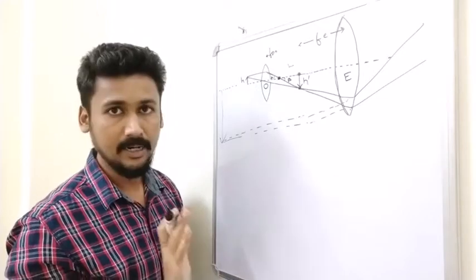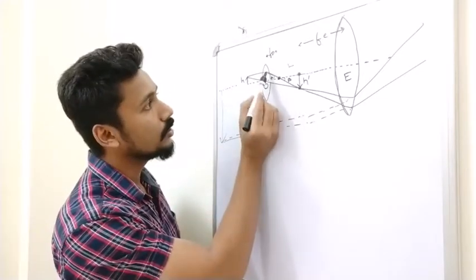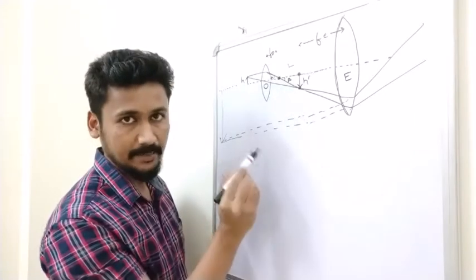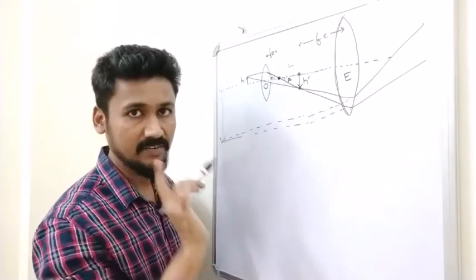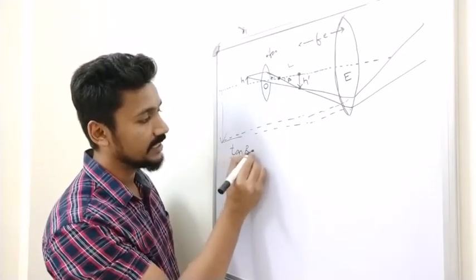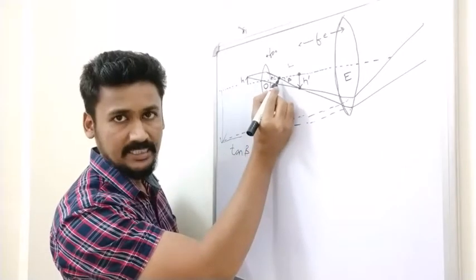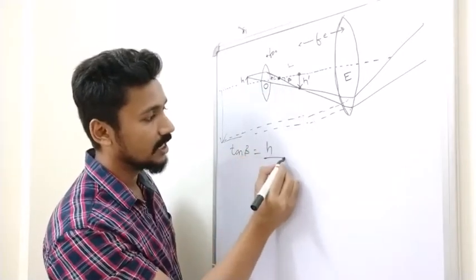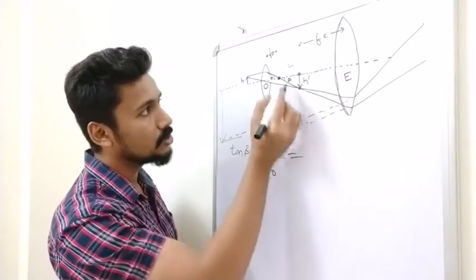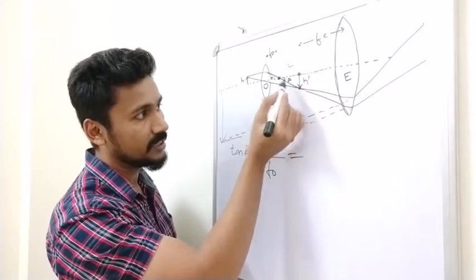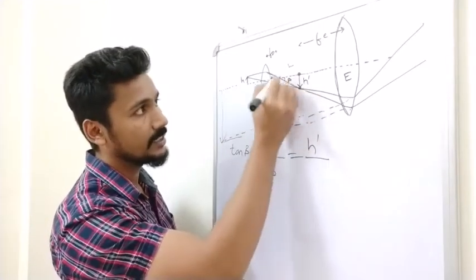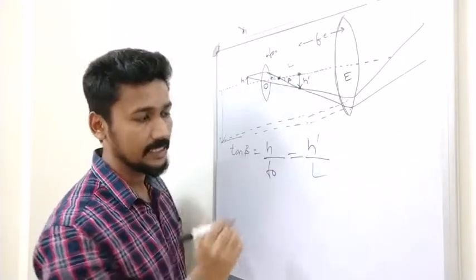With that in mind, now let us do our derivation. Now this object is subtending an angle of beta. This is the angle that is subtended, right? This is where we will start our derivation. What do we see? We see that tan of beta equals opposite by adjacent. Opposite here is h, and adjacent is FO, the focal length of the objective, which will also be equal to, if you look at this triangle over here, h dash, the image height, divided by the tube length, capital L.